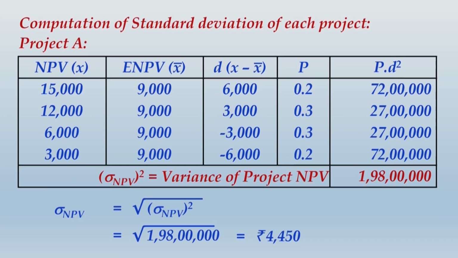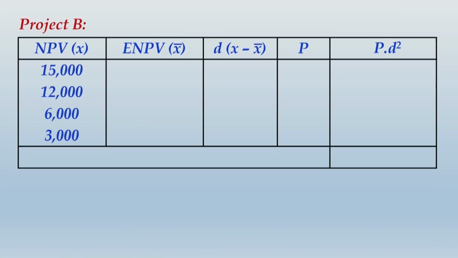Alright friends, after computing the standard deviation with respect to NPV for project A, let us move ahead and do the same thing for project B. I don't have to explain again, it is just the similar type of calculation which is now meant for project B.